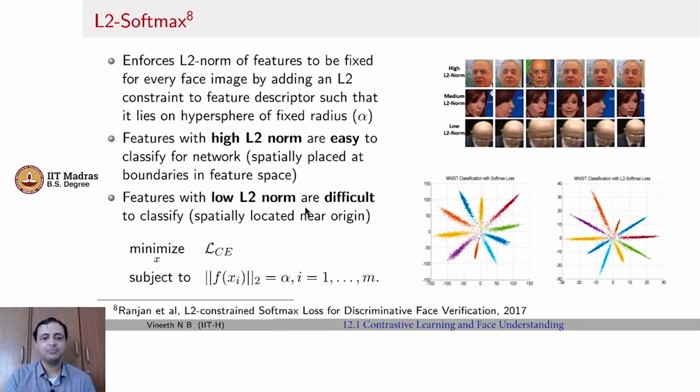So in this case, the optimization turns out to be: you minimize cross entropy loss such that the representations that you get before you apply a softmax ensure that f of xi is equal to a predefined alpha.